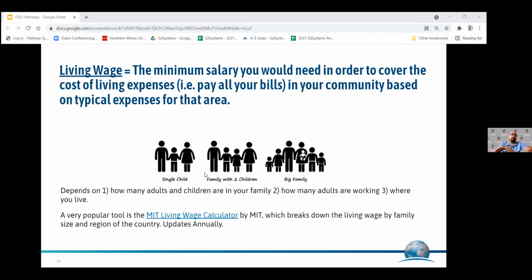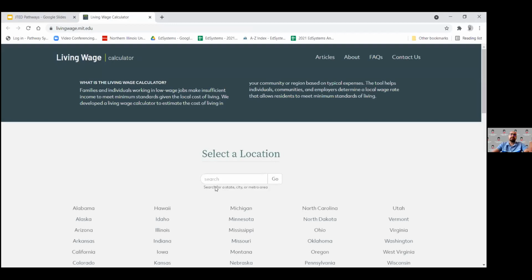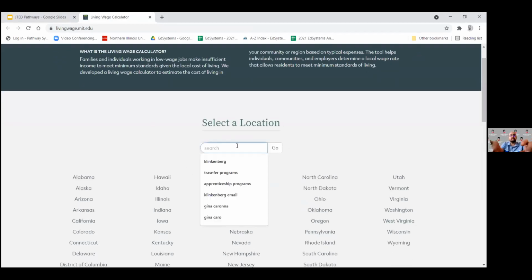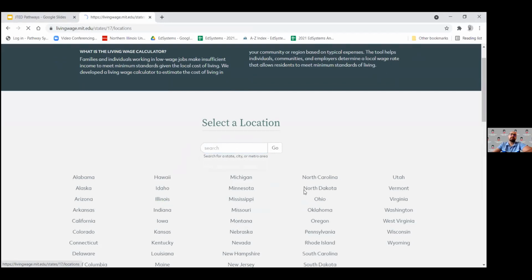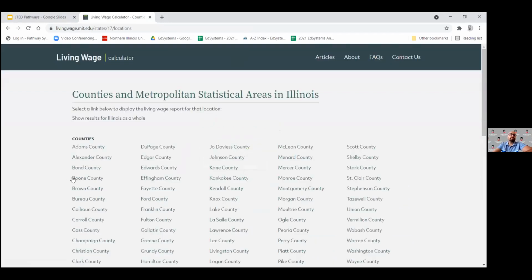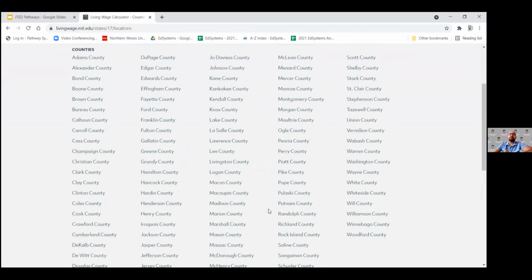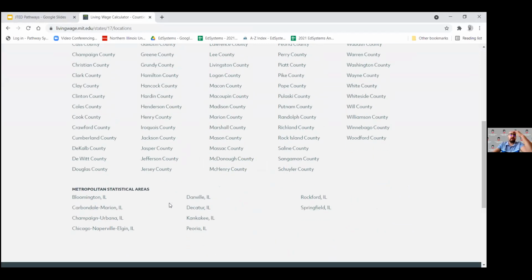A very helpful calculator that we really encourage people to look at is MIT's living wage calculator, which updates itself annually and has a lot of those calculations baked in and easy to access. This is the living wage calculator page. You can type in your county in Illinois or things of that nature. So I'm going to go to the Illinois page for the living wage calculator, and you can choose the living wage for most of your counties on this page. They also have it for metropolitan statistical areas throughout the state.